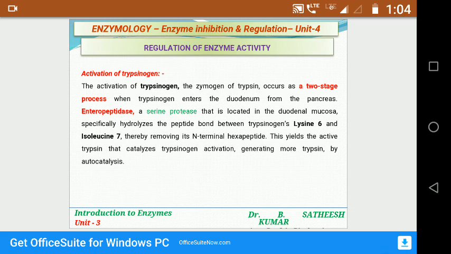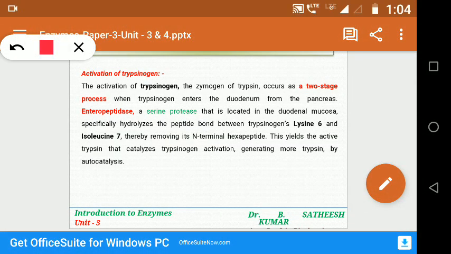Let us take the trypsinogen example, in which enteropeptidase is the proteolytic enzyme, a serine protease, that will activate trypsinogen to trypsin. It activates trypsinogen by proteolytic cleavage. It cleaves the bond between the sixth amino acid residue, lysine, and the seventh amino acid. Thereby, it removes a hexapeptide from the N terminal.